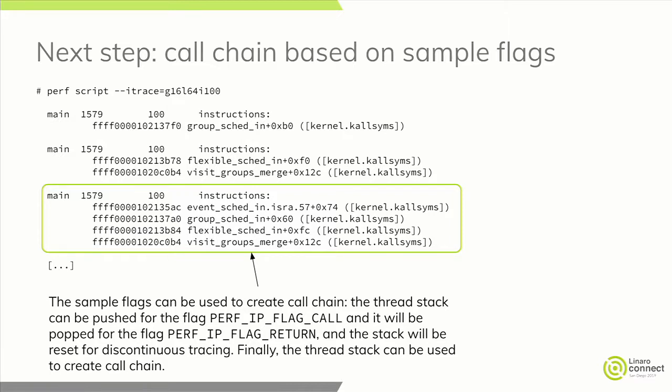The mechanism is that for every sample, based on the flag, for example, if the flag is call, that means we can create the thread stack. If we see this branch is a call, then we can read out the symbols from the DSO and push this symbol value into the thread stack. Then if it is a return, we can pop the thread stack. Based on that, we can create the thread stack.